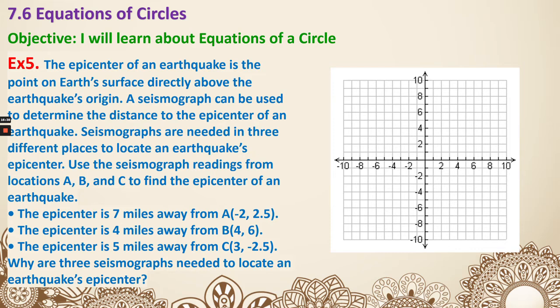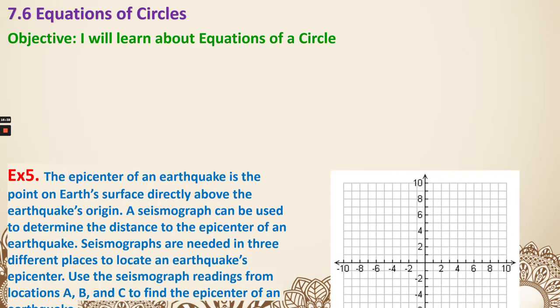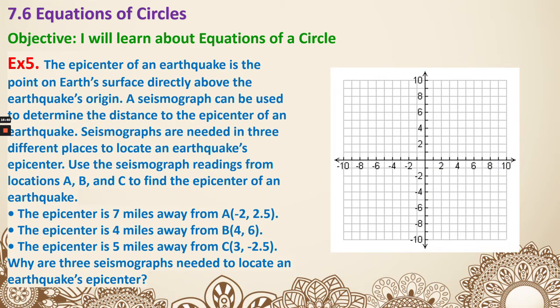Example 5. And this is something slightly different. Let's talk about the epicenter of an earthquake. When you have a center, it's actually going out as circles. So that's how the wave is going to go out. So this question, when you're given the epicenter is 7 miles away from this point, that's basically saying you're forming a circle with center A and the radius being 7. So now let's try to do that.